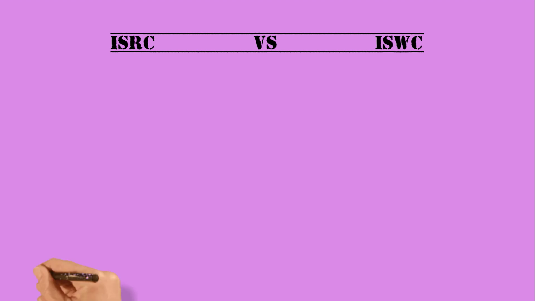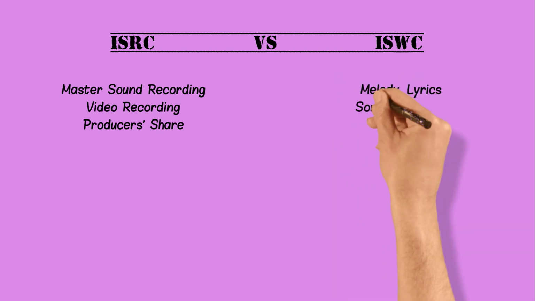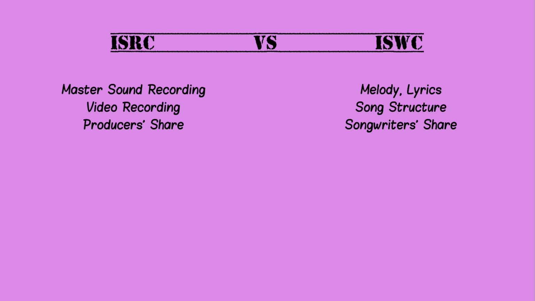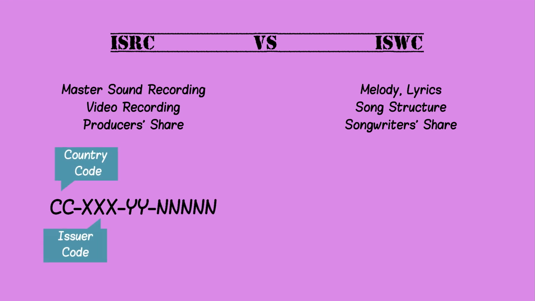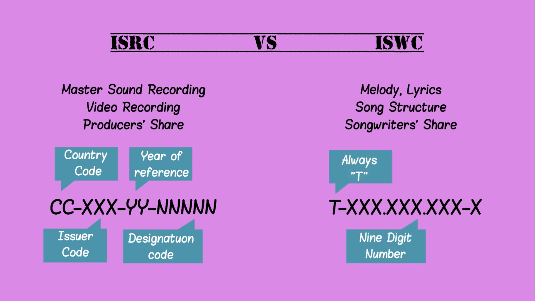ISRC represents the master sound and video recordings, or the producer's share, while ISWC represents the melody, lyrics, and song structure, or the songwriter's share. ISRCs are always 12 characters long, pointing out the country code, issuer code, year reference, and 5-digit recording code. ISWC always has 11 characters, always starting with letter T, followed by a 9-digit number and an additional check digit calculated using something called the Luhn algorithm.